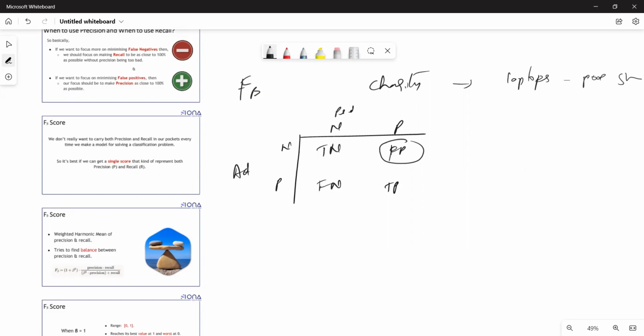Actually, the student doesn't deserve it, but your model has predicted that the student would deserve the laptop. That is a waste of money. Now, if I have to reduce this, I have to work on precision.